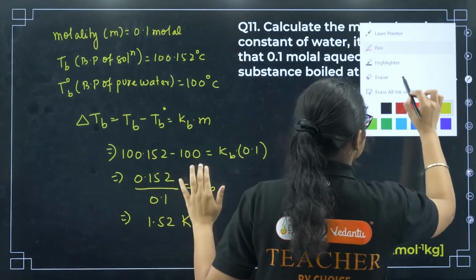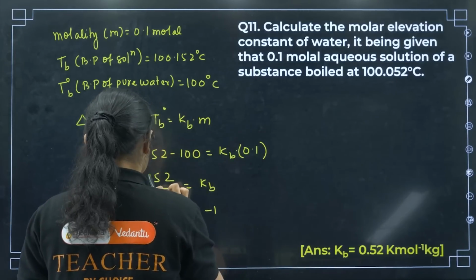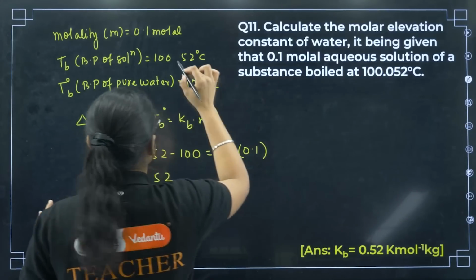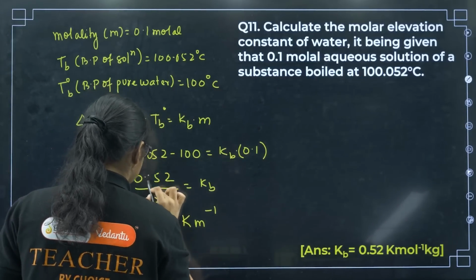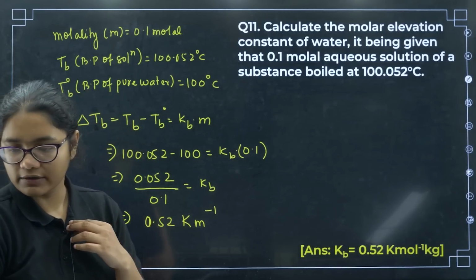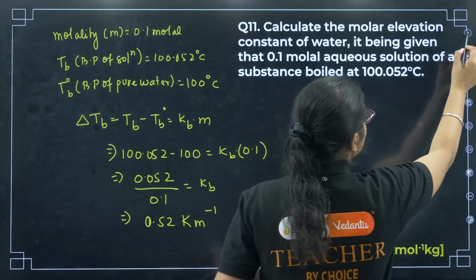100.052. Okay, just a mistake here. This is 052, right? So I have taken the wrong value. So please check your answers when you are doing this type of questions. Okay, so it will become 0.52 Kelvin mole inverse. Okay, next question number 12.